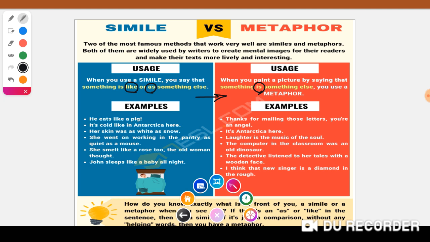So, for example, thanks for mailing me those letters. You are, this is short form, you're an angel. Thanks for mailing me those letters. You're an angel. So here I compared a person, you, to an angel. What's the common feature between them is that both are maybe kind.